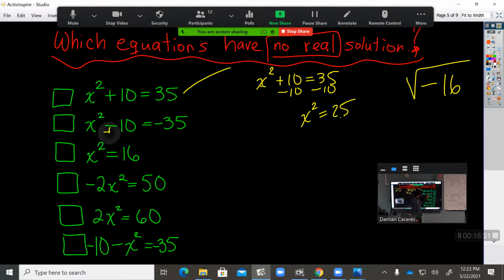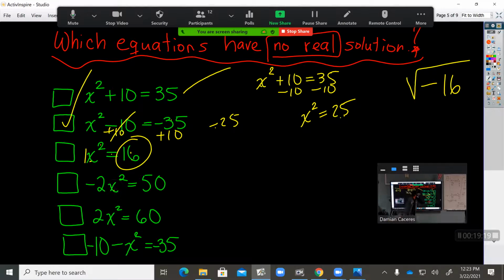So on the second one, plus 10 plus 10. What's negative 35 plus 10? Negative 25. If you get a negative, no real solution. Look at the third one here. X squared equals 16. X squared is by itself already, so if this is positive, you have a solution. If it's negative, you don't. Since it's positive, you do have a solution. Do not check the box.